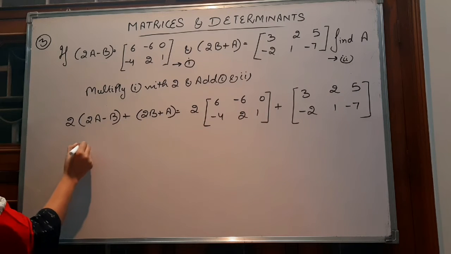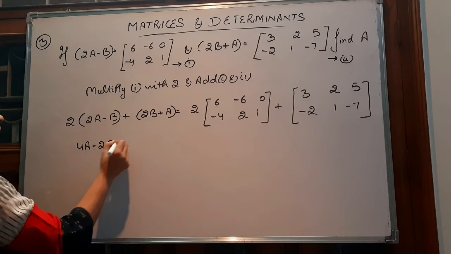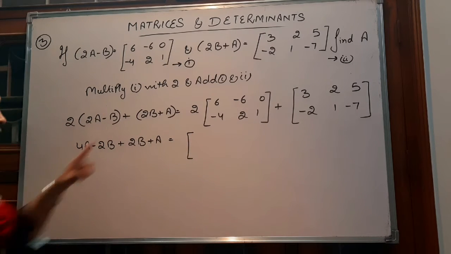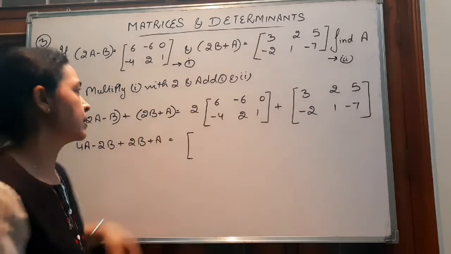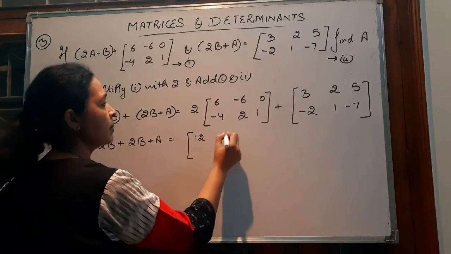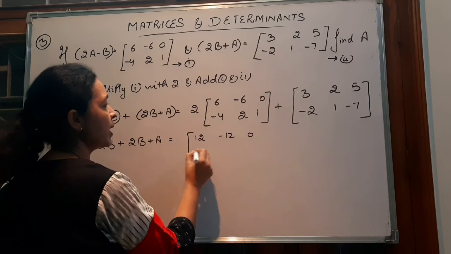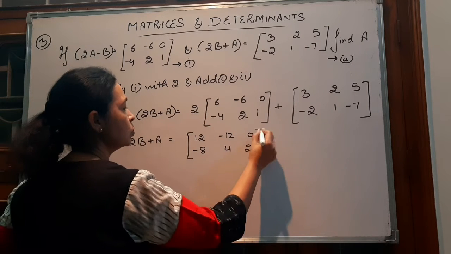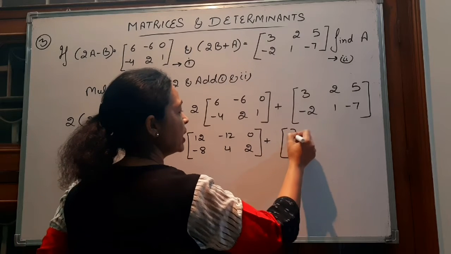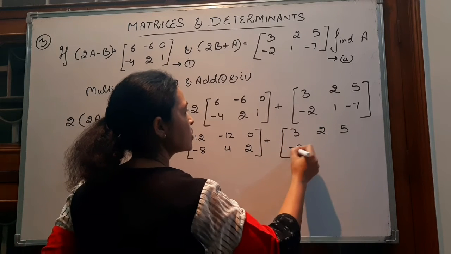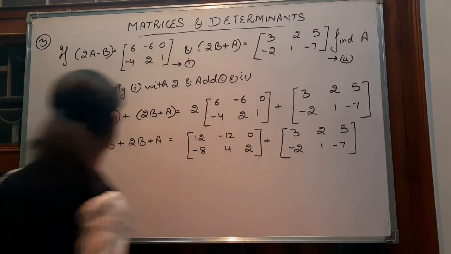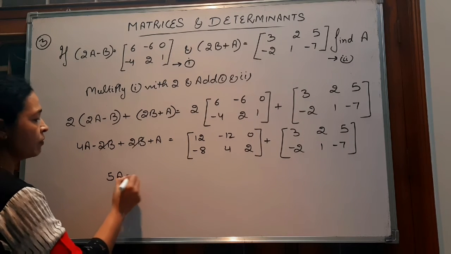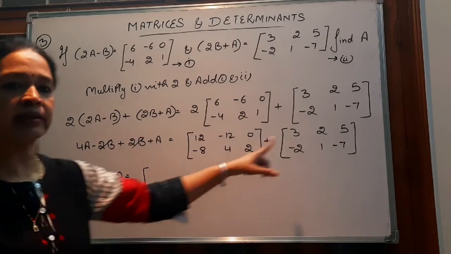2 into 2A is 4A, minus 2B plus 2B plus A equals, we will multiply 2 with the whole matrix. 6 into 2, 12, minus 12, 0. 2 into minus 4, minus 8, 4 and 2. Plus 3, 2, 5, minus 2, 1 and minus 7. Minus 2B plus 2B both get cancelled. What is left with us? 5A equals the addition of matrices.